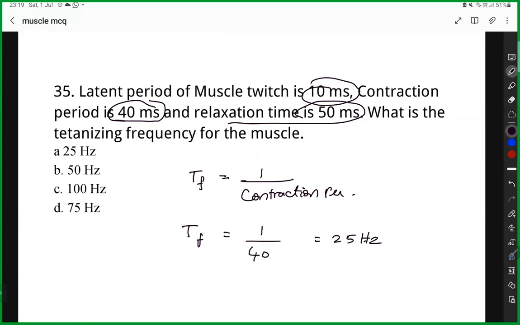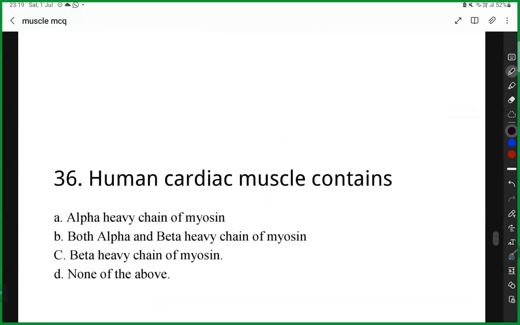So in the question, the other points are all waste. What you need to know is the contraction period, which is 40 milliseconds. So 1 by contraction period is your tetanizing frequency. That is 25 hertz. That is going to be your answer.